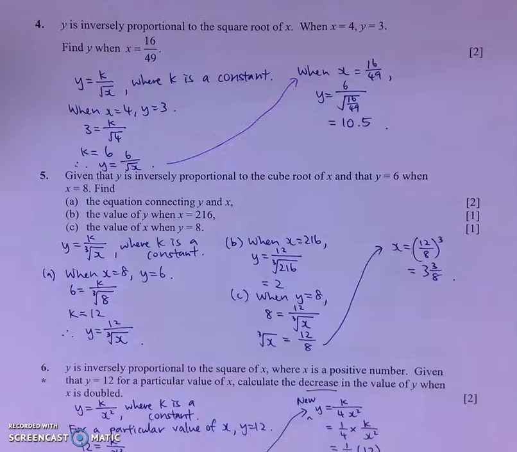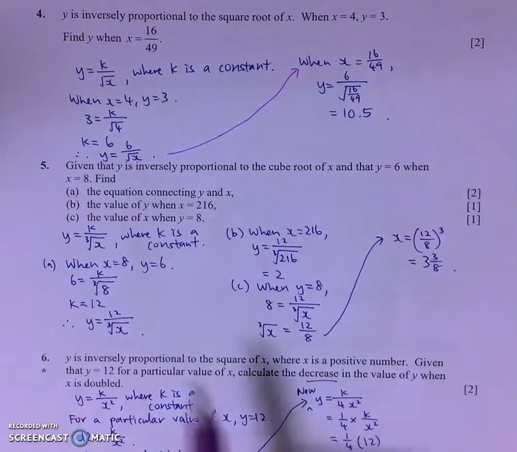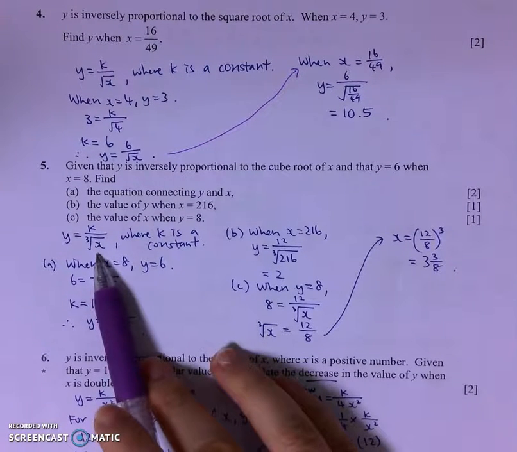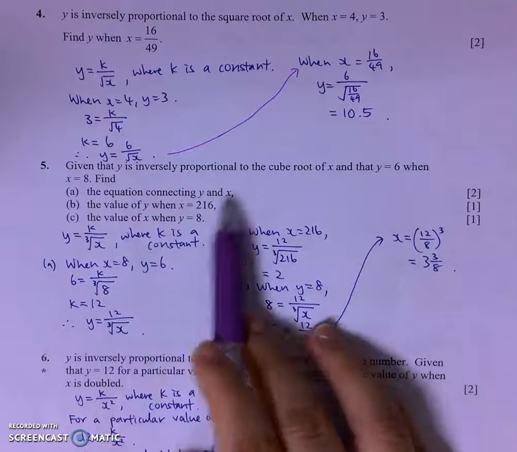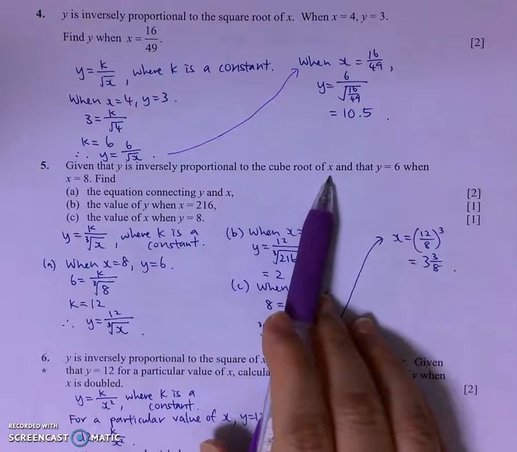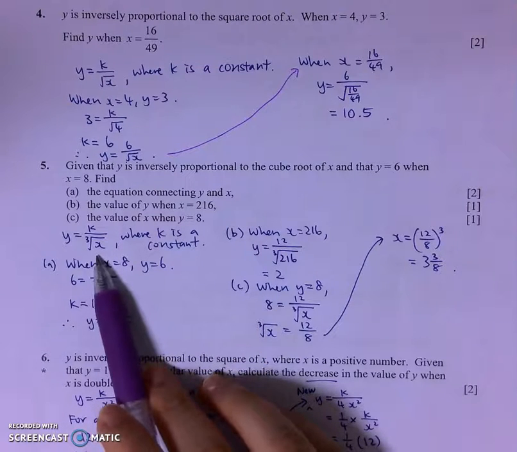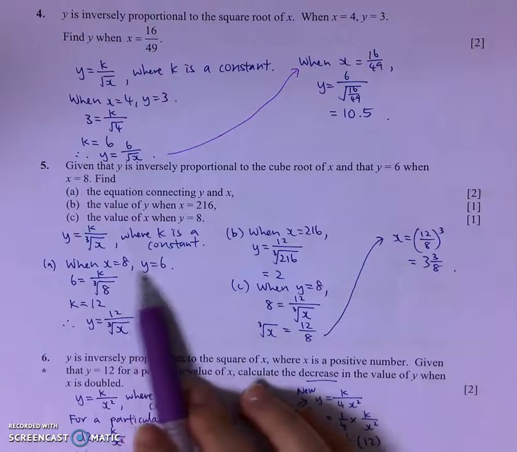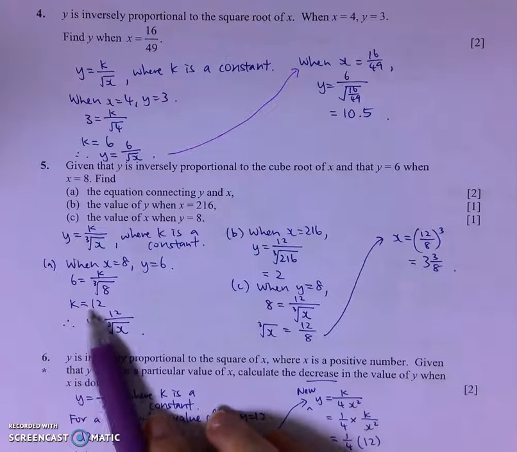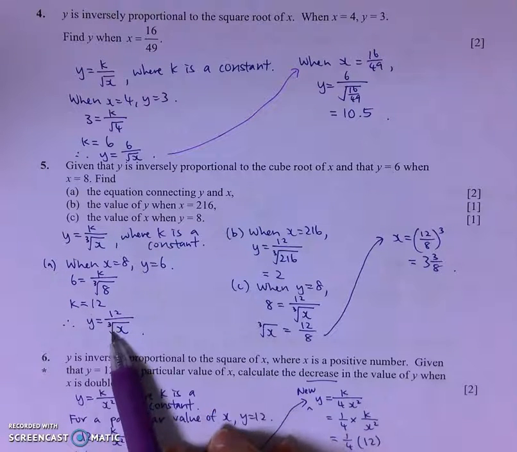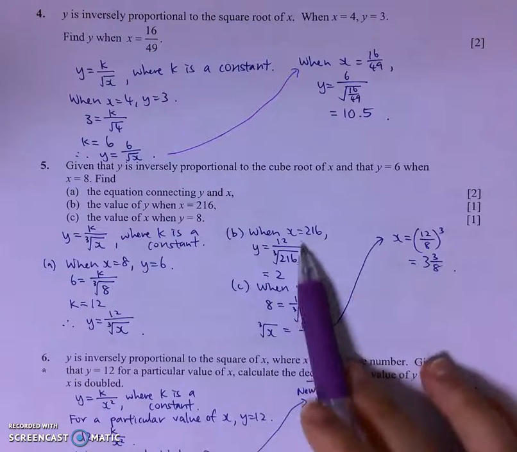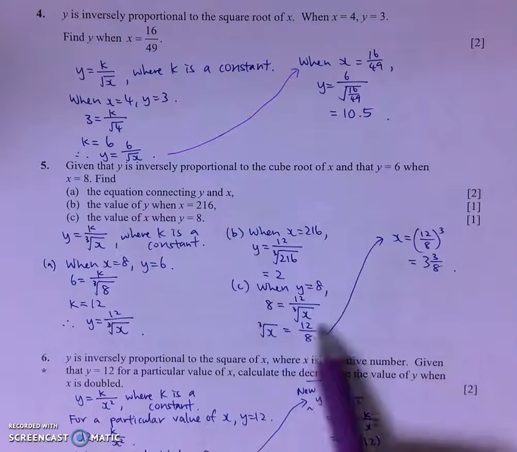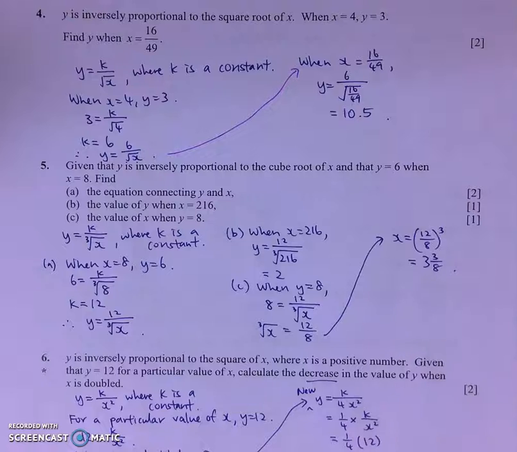For question 5, I form my equation given that y is inversely proportional to the cube root of x. So the cube root of x is here. I find my equation connecting y and x by finding the value of k. B and C will be simple substitutions for us to find the respective values of y and x.